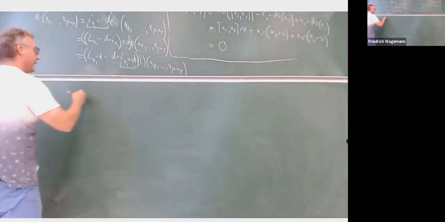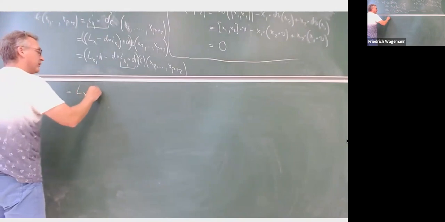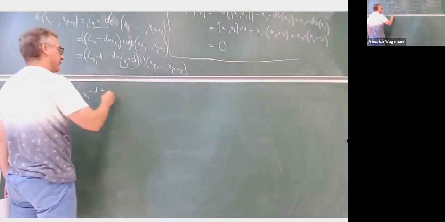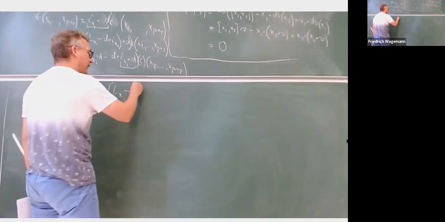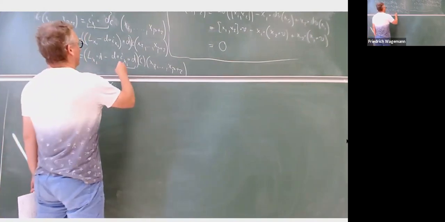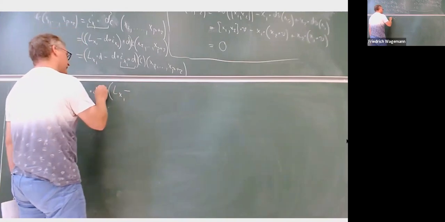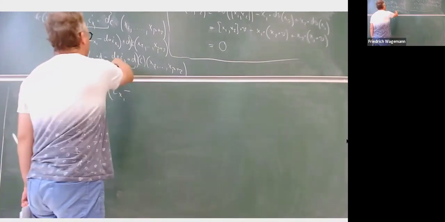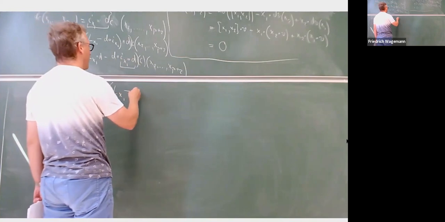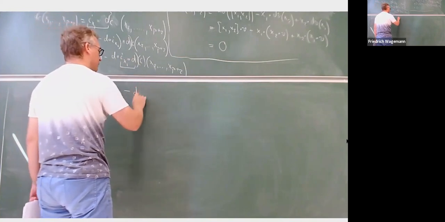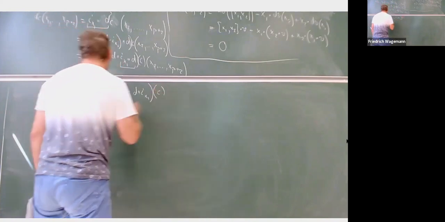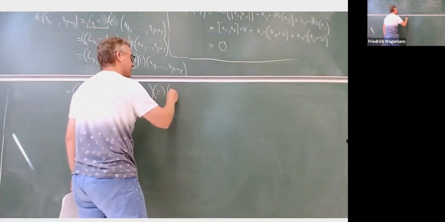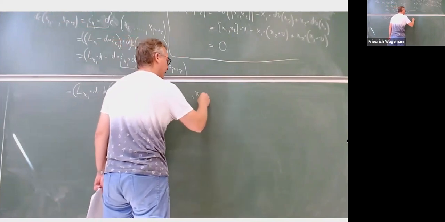Yeah, so here once again by property A, I will write this as L_{x1} minus D, there's a D in front, L_{x1} minus D composed with i. Oh, and all this is applied to c, which is then applied to x2.